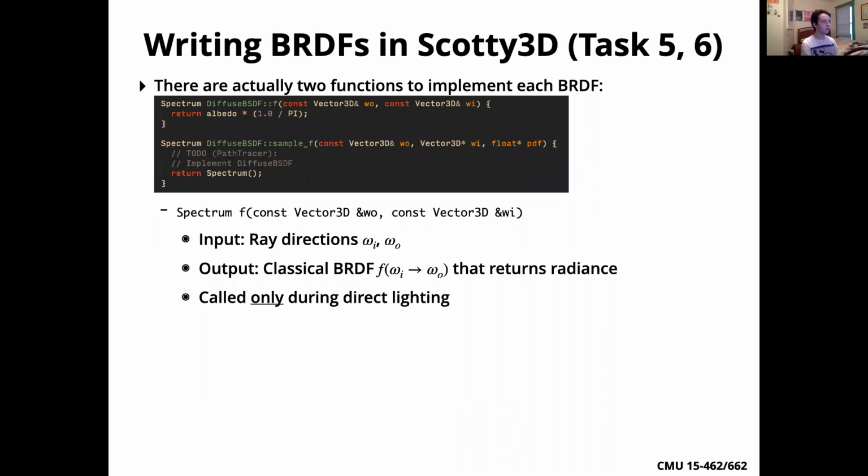This goes back to Mark's excellent question. Actually, I don't think I talked about this quite yet. But okay, so yeah, there are actually two functions. Yeah, okay, so this is something else. There are actually two functions you need to implement for each BRDF.